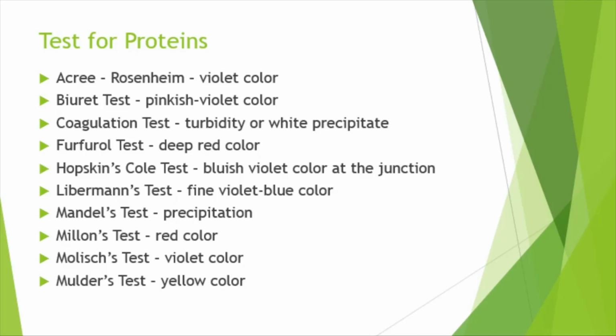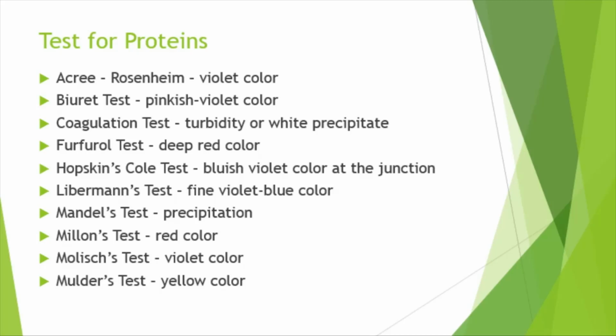Then we have Furfural test. The positive result would be deep red color. We also have Hopkins-Cole test. It produced bluish violet ring at the junction of the sample. We also have Liebermann's test. It produced fine violet blue color. Mandel's test, it produced precipitation or precipitates. Then we have your Millon's test. It produced red color, positive red color.